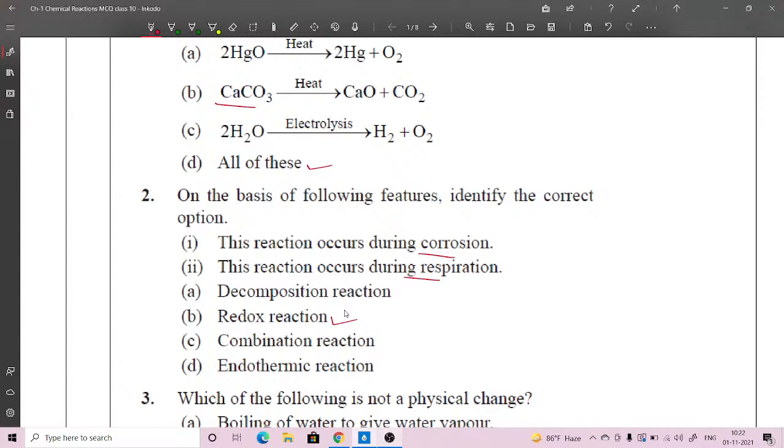Let me explain why. The first one is undergoing an oxidation process. What is oxidation? It is the addition of oxygen. Whereas during the respiration process we give out oxygen, so this one is reduction. Oxidation and reduction together are termed a redox reaction. Therefore, the correct option is B, redox reaction.